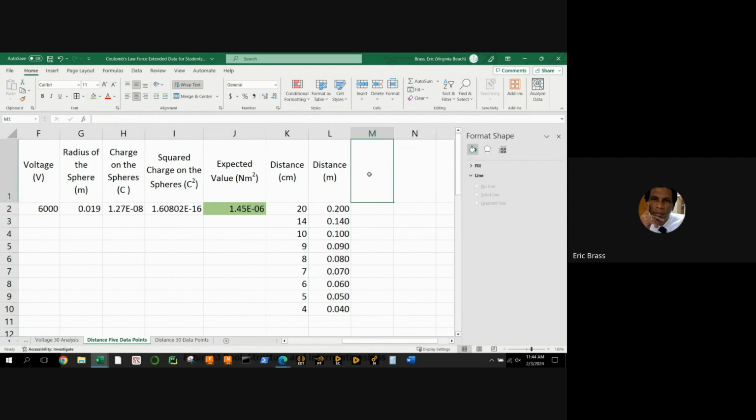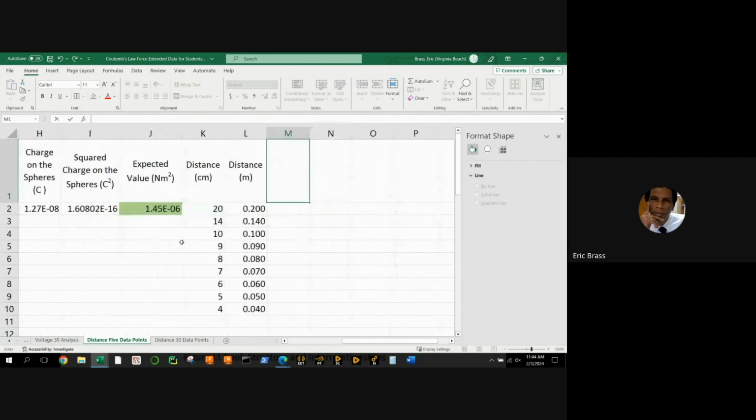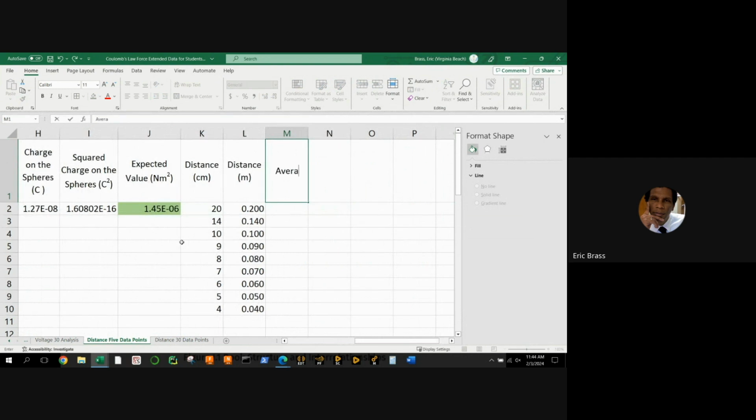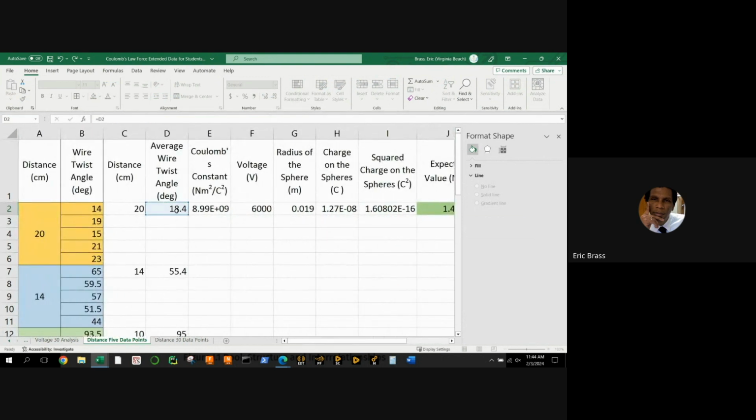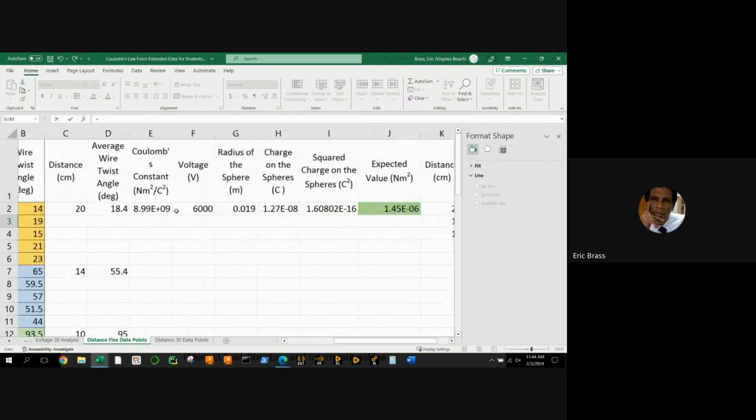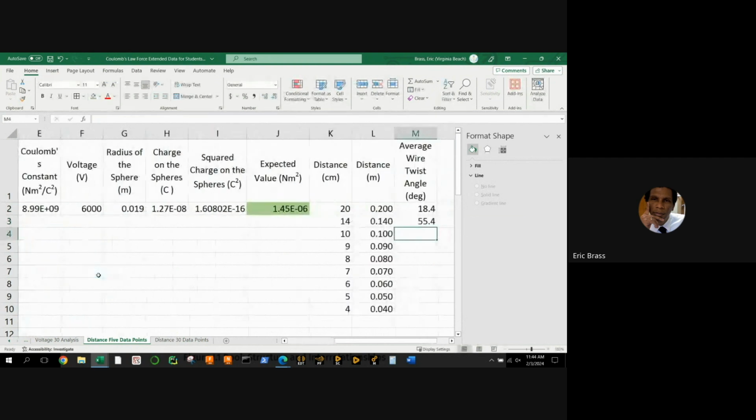We can read down to 3 decimal places. So now the voltage, is that the voltage? It's not the voltage. It is the wire twist angle. It's going to be 1854. I don't think that this will behave properly. No.